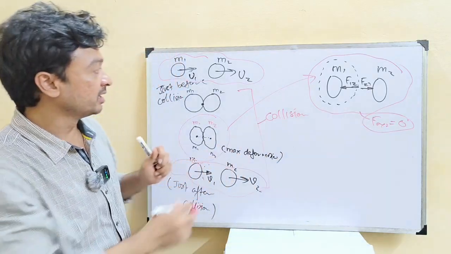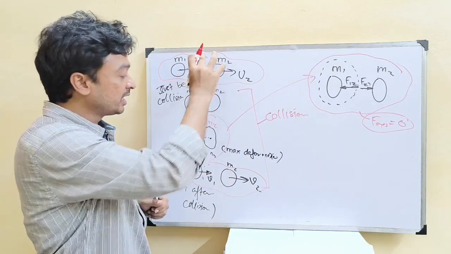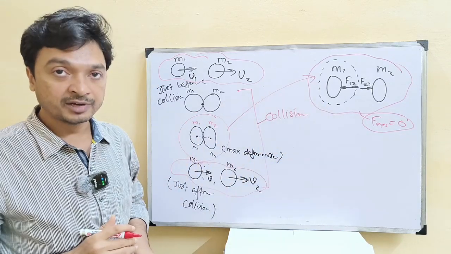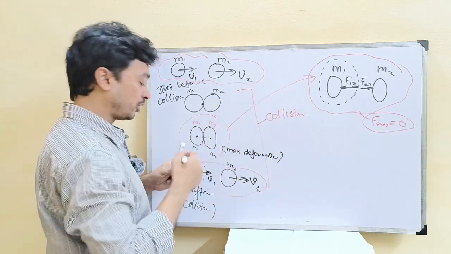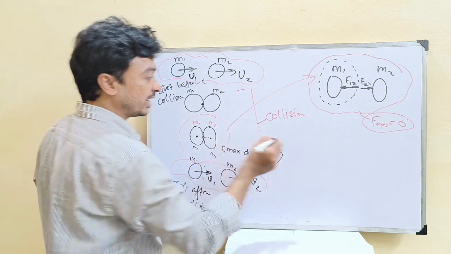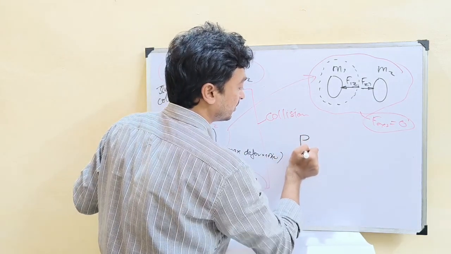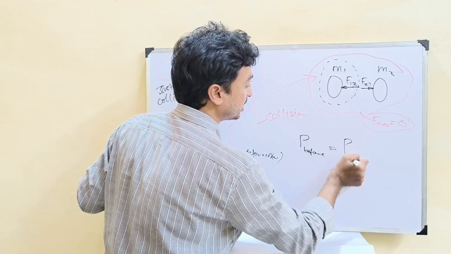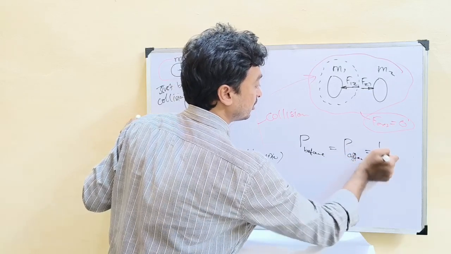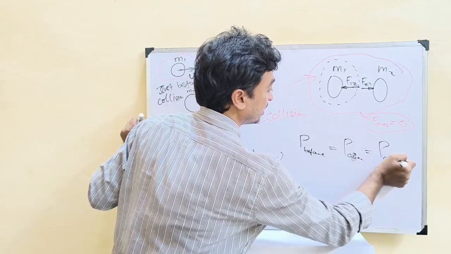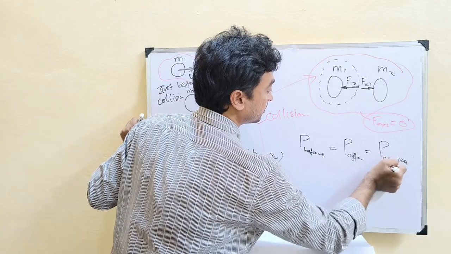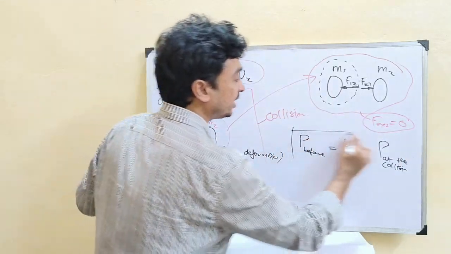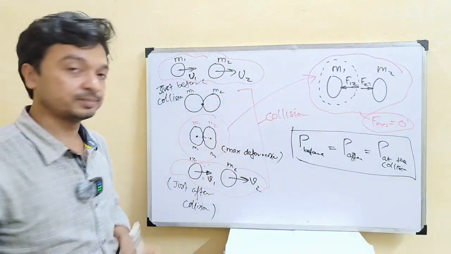So what we can say? Momentum before collision is equal to momentum at the time of collision is equal to momentum after collision, okay. So from a momentum perspective, you can write total momentum of the system before is equal to total momentum of the system after is equal to total momentum of the system at the time of collision, okay. So momentum is conserved throughout, right?